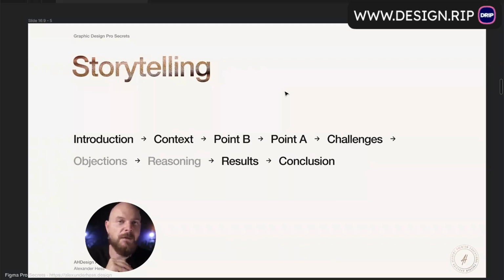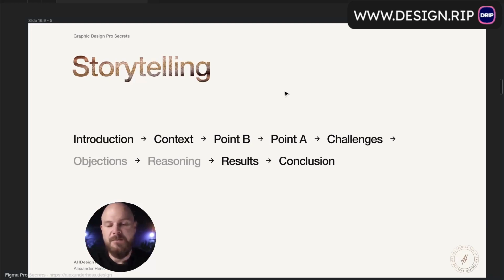Introduction, context. Without context, nothing matters, because if people don't understand what you're talking about... Point B, point A, we have to show, because people are always moving to the desired state from their pains. So we have to show where we're going and where we're going from. And then challenges. Without challenges, it doesn't make sense. Well, it makes sense anyway to move, but there will be some challenges, and we have to think about them and predict them. And then we have to show the results, and of course, the conclusion. So this is the minimum of storytelling.